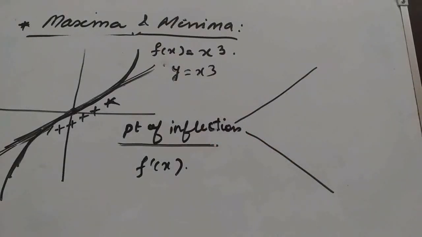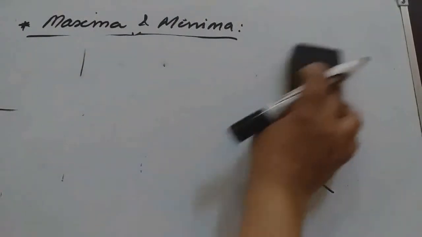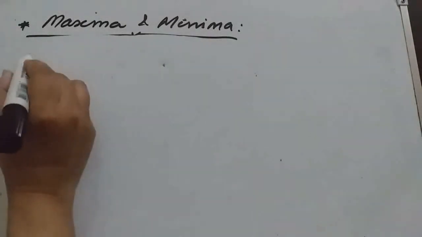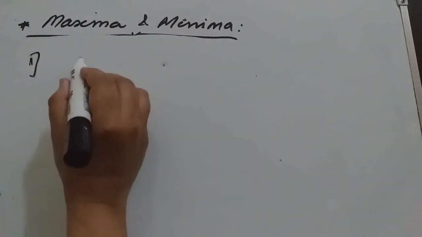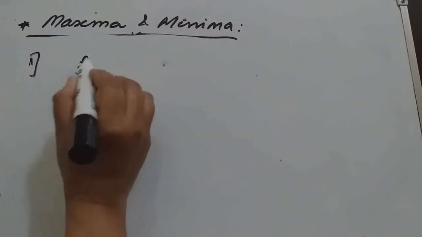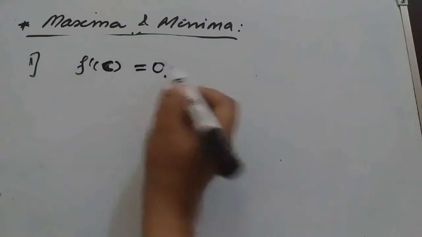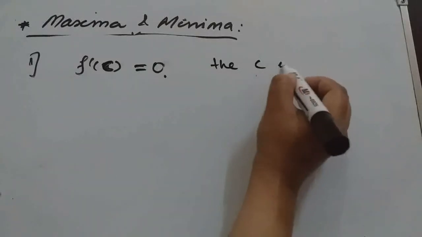So we saw local maxima, local minima, point of inflection. We can find local maxima and minima by two tests, first derivative test and second order derivative test. The first order derivative test is the same as we did in increasing function. So for the first order derivative test, f dash of x is positive, f dash of c is equal to 0, then c is a critical point.